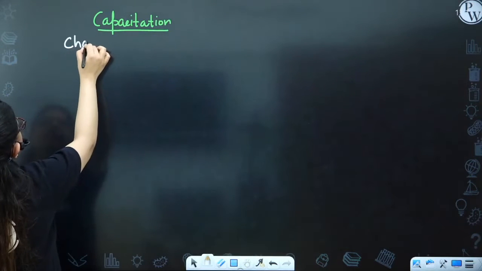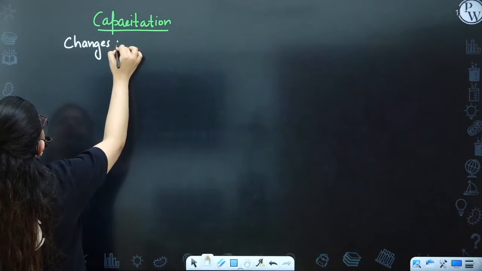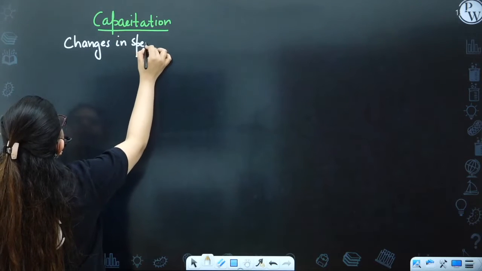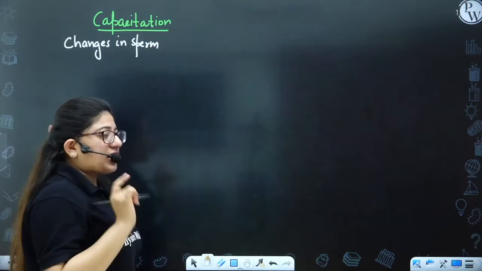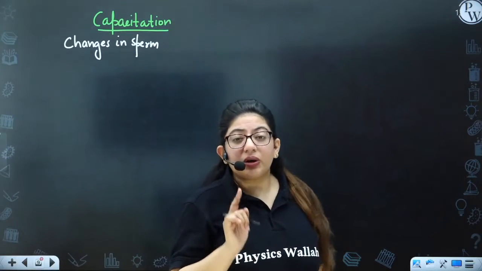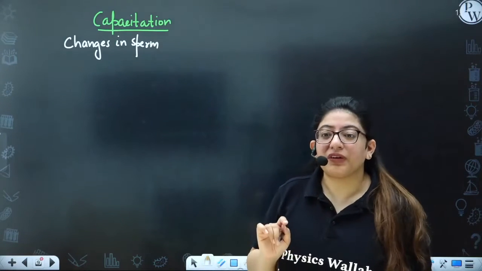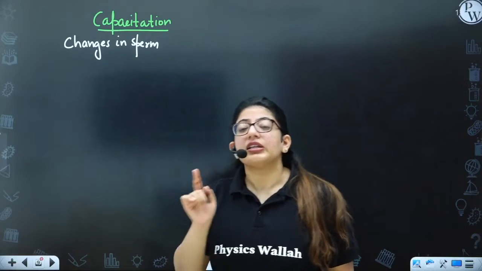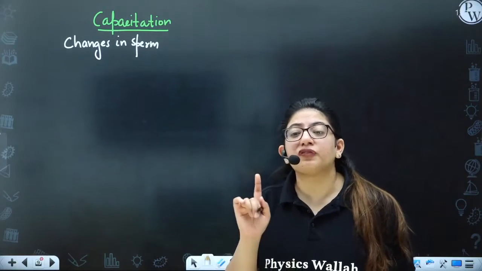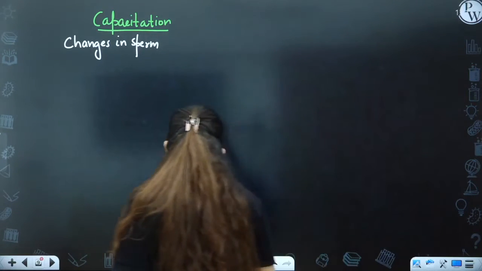Why are these changes important? Because if these changes do not occur, the sperm will not be able to fertilize the ovum. Now, what are these changes?